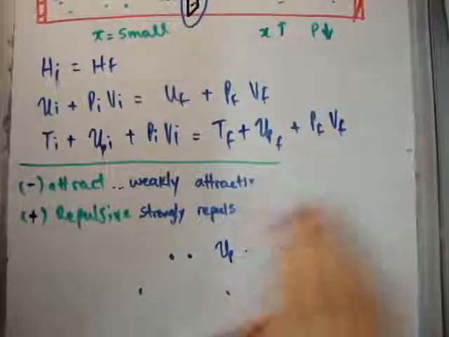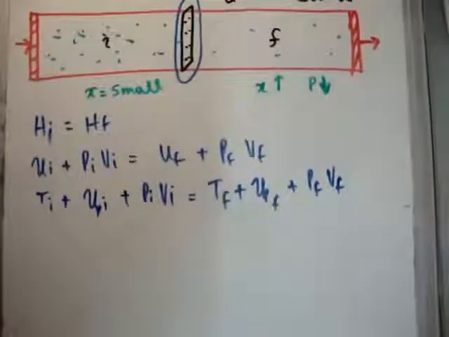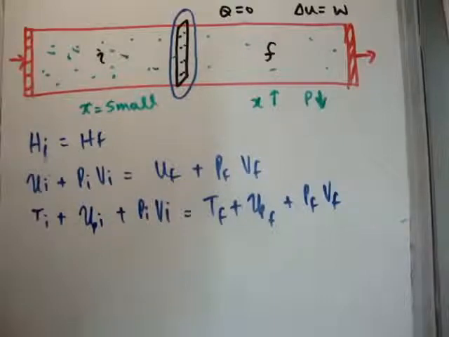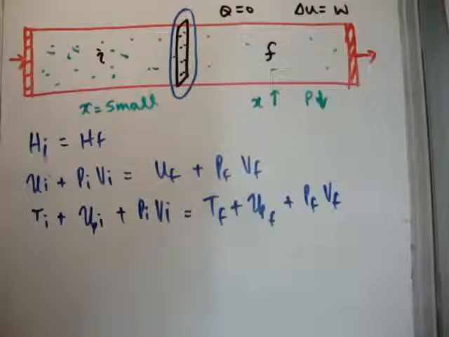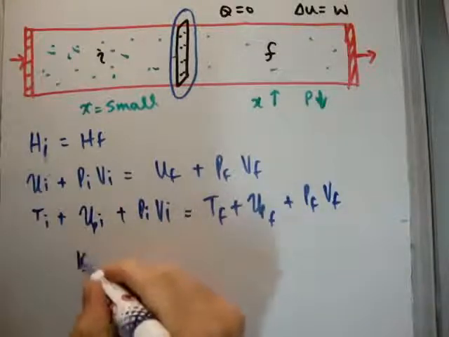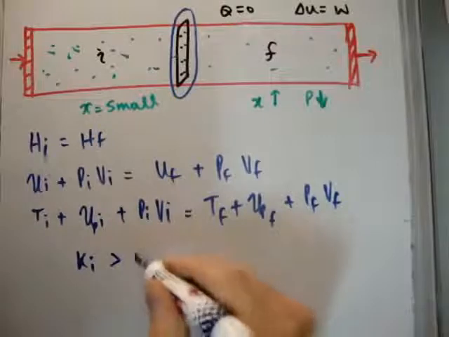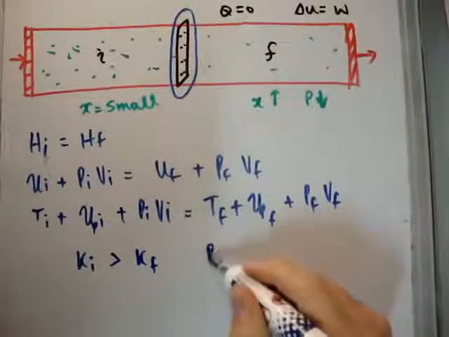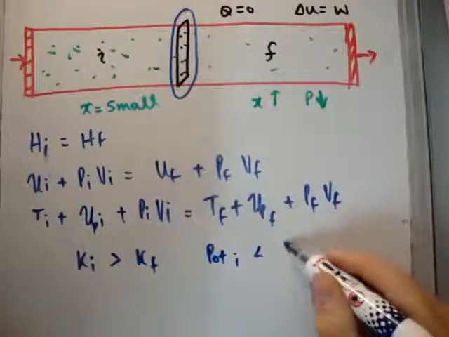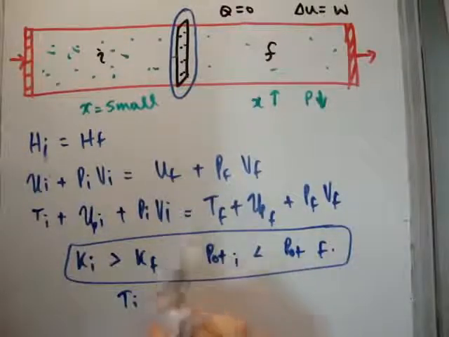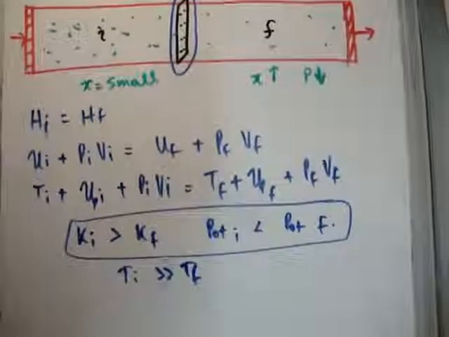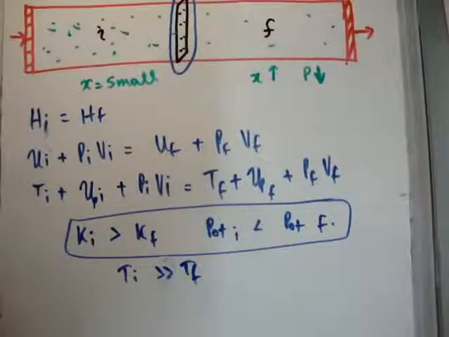Okay, that's what happens. So going back up here, we know that it's an isenthalpic process. But what we're saying here is that the pressure of the final state is going to be lower than the pressure of the initial state, and as a result, the potential energy term is going to be larger. So the kinetic energy term of the initial is greater than the kinetic energy term of the final, and the potential energy term of the initial is less than the potential energy term of the final. This means that the temperature of the initial state is going to be much greater than the temperature of the final state. So your gas has cooled down. And that's exactly how it works.